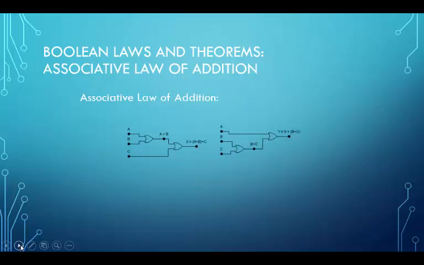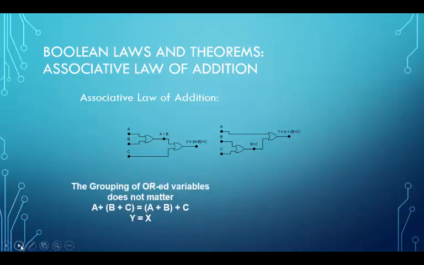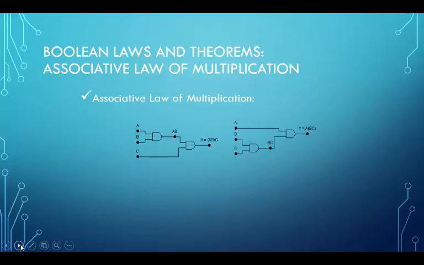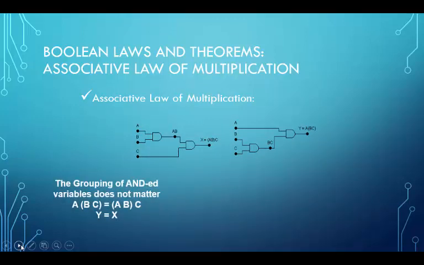The associative law of addition tells us that the grouping does not matter. If we OR A or B, take that result and OR that with C, we will get the same function as if we OR B and C, and then take the output of that and OR that with A. The associative law of multiplication tells us again that the grouping of the ANDed inputs does not matter.